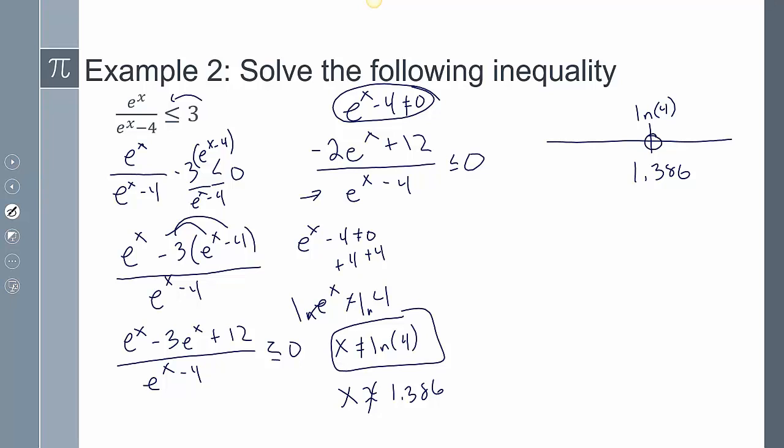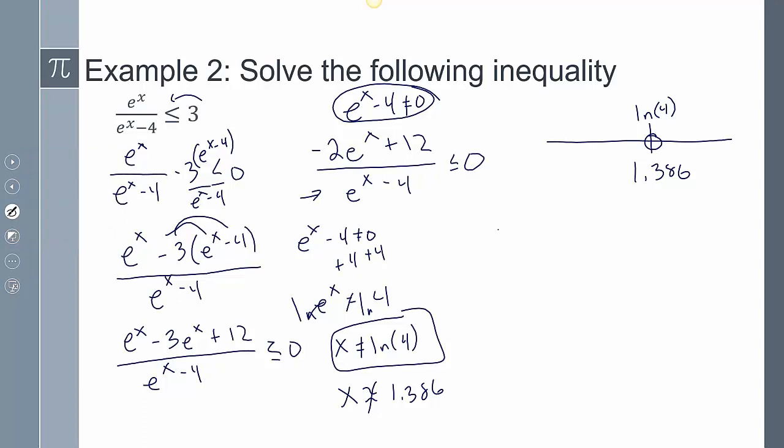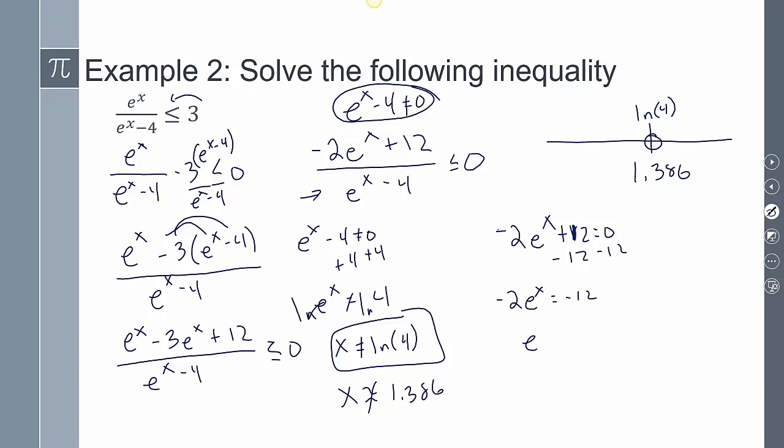Now I have to do the same thing at the top. I have to find what my zeros are. So to find my zeros, I'm going to take the top value, negative 2 e to the x plus 12, set that equal to 0 and solve. So minus 12 on both sides, negative 2 e to the x equals negative 12, divide by negative 2.